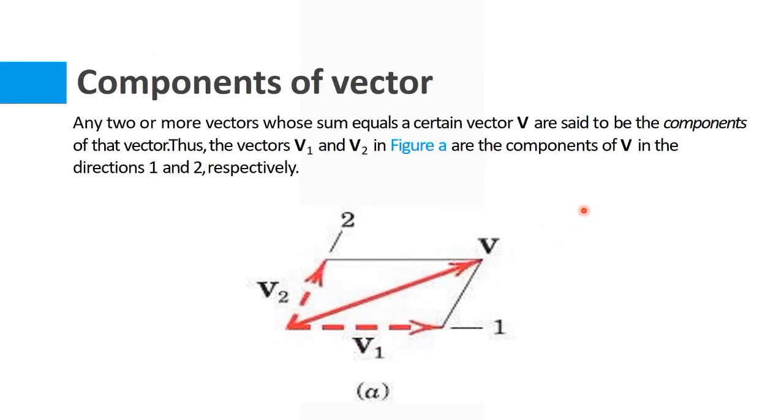Now we have to discuss what the components of a vector are. Any two or more vectors whose sum equals a certain vector v are said to be the components of that vector. For example, this vector v is the addition of the vectors v1 and v2, as we have discussed in the explanation of the parallelogram law. So we can say that the vectors v1 and v2 are the components of this resultant vector v.